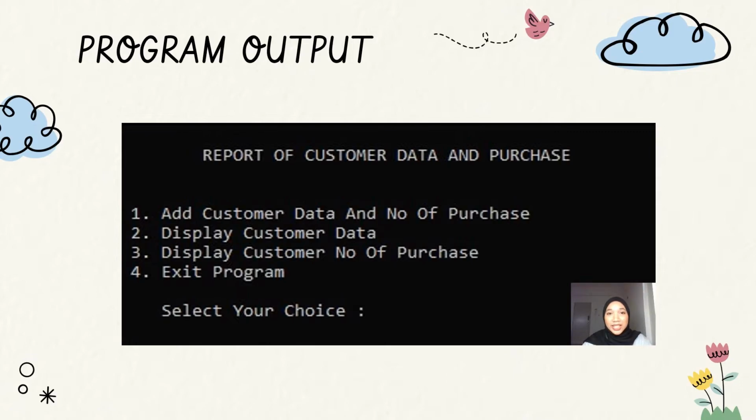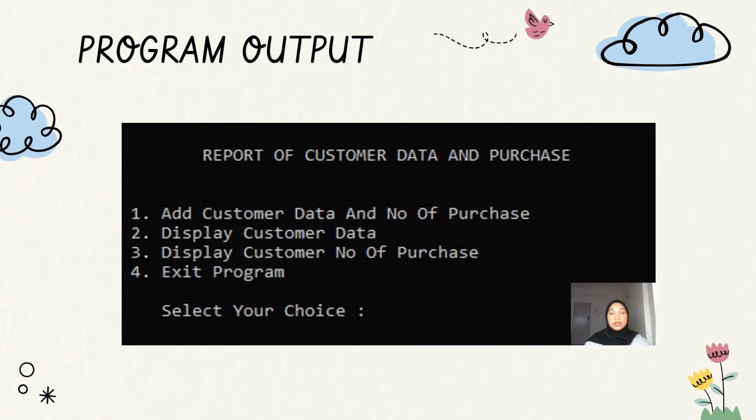Assalamualaikum and hi, my name is Azimah binti Azman with matrix number B0920102116 from class 2 BMMH S1-1. So I will explain about the program output. From the coding that we made, we need to run the coding, so it will show the program output. So this is the program output, which is the report of customer data and purchase.